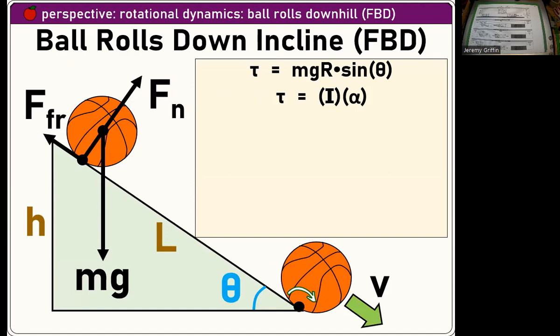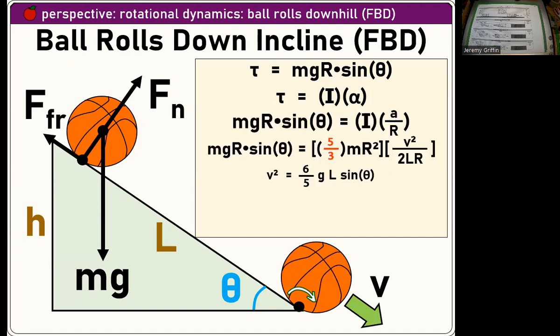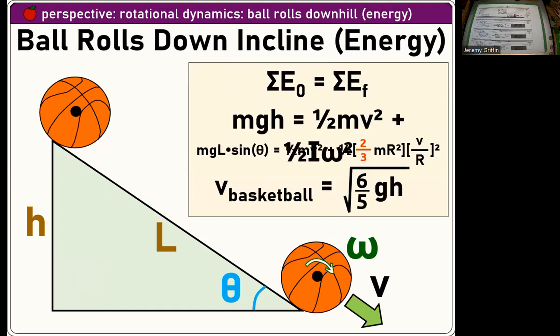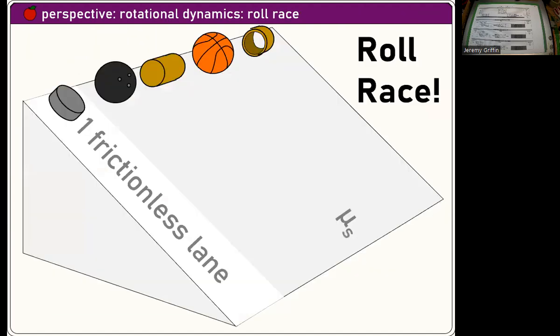Ball rolling down an incline. Here's what it is in terms of forces. That's how fast it is at the bottom. Here it is in terms of energy, which I think is a lot easier to solve. Sorry, some of my slides are messy. All right, and last slide right here.